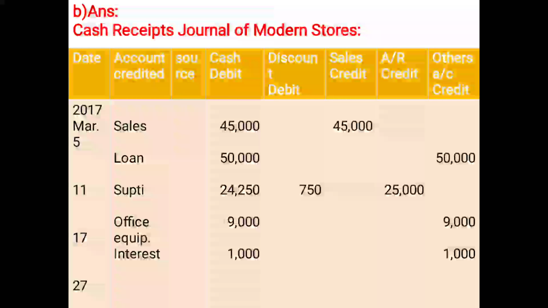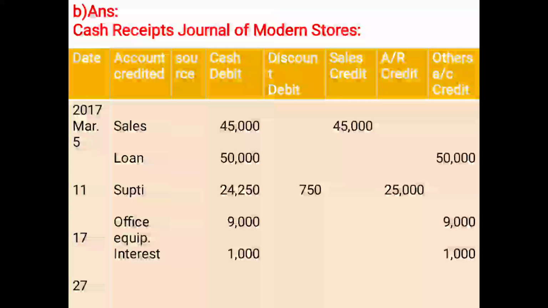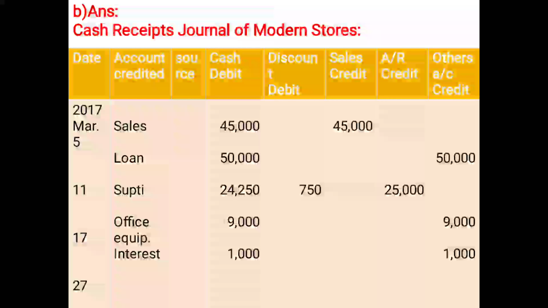In the cash receipt journal of Modern Stores, totally 5 transactions are included. I repeat again, totally 5 transactions are included. For credit question number 3: March 5, March 11, March 17, March 27 and March 31. In the date column, March 31 is not visible due to shortcomings of the device and content. The date of 31 is not available.